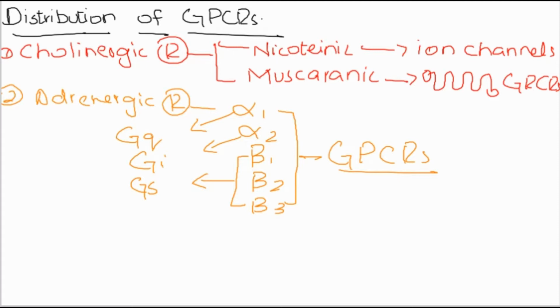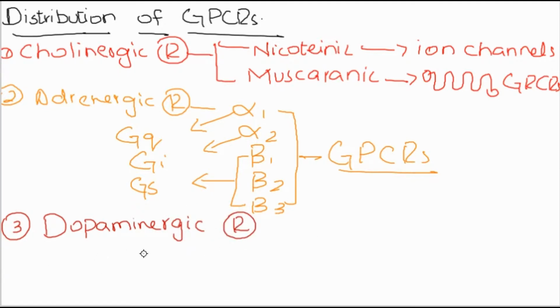Now, as we know, another type of receptors are dopaminergic receptors. Dopaminergic receptors are basically of two types, D1 and D2. D1 are basically G stimulatory, while D2 are G inhibitory.